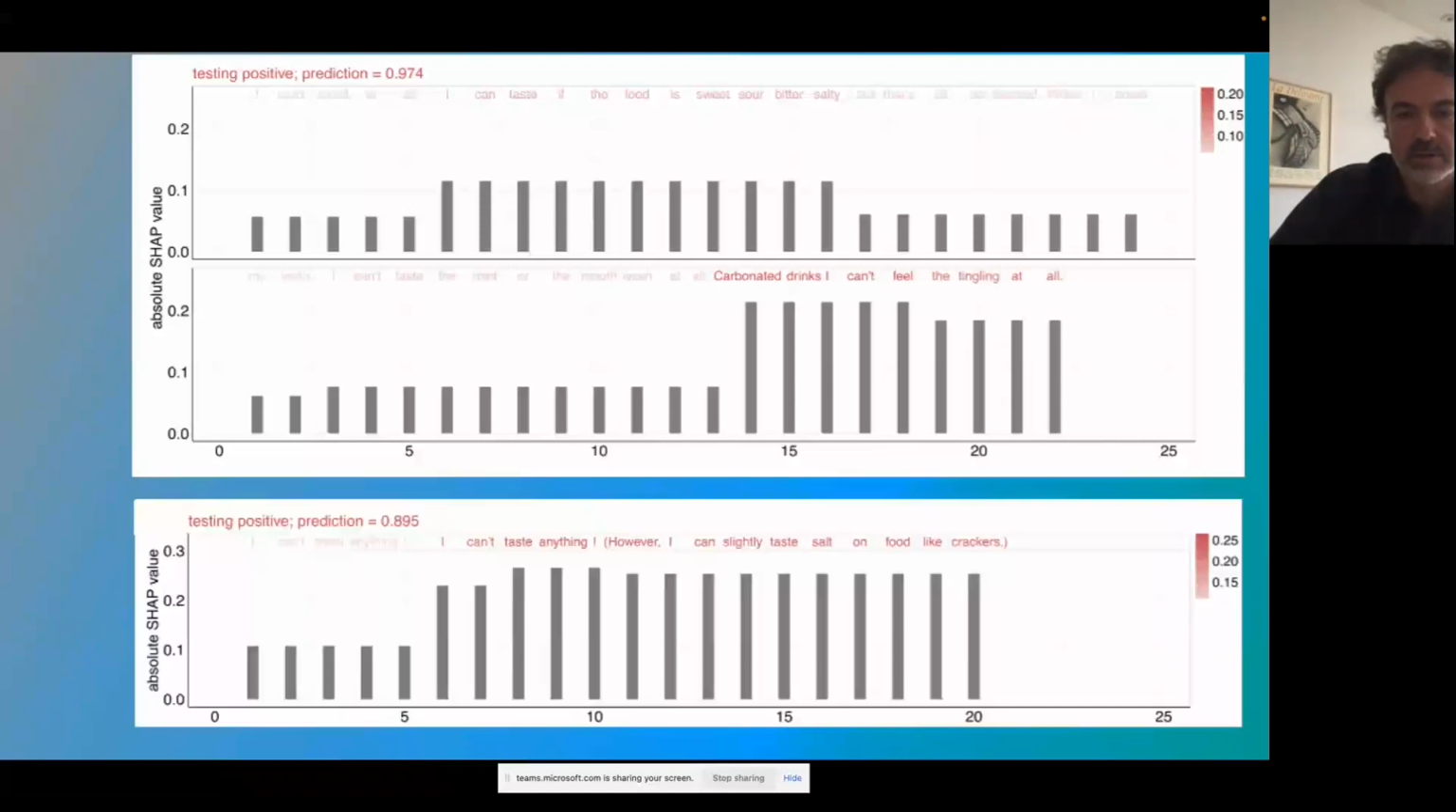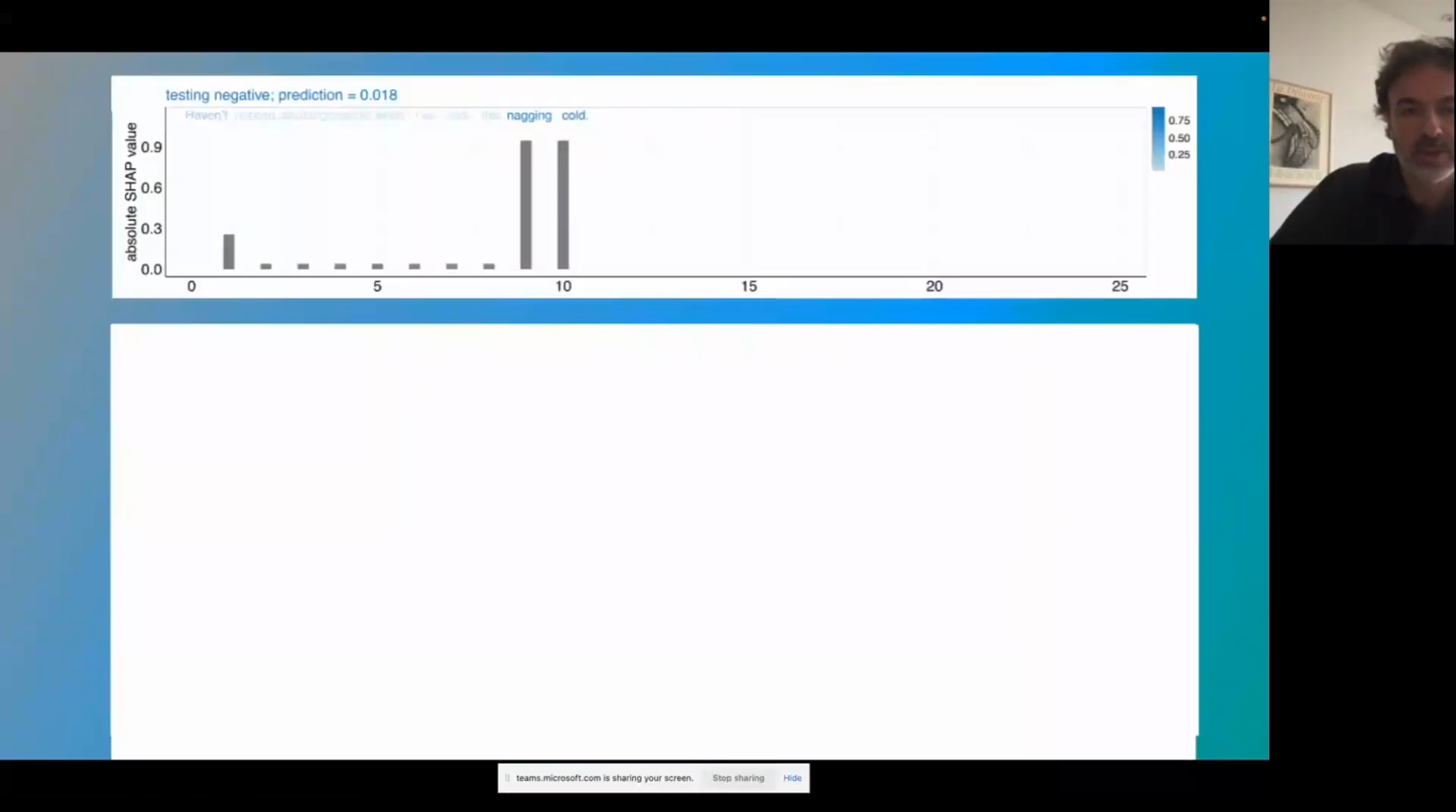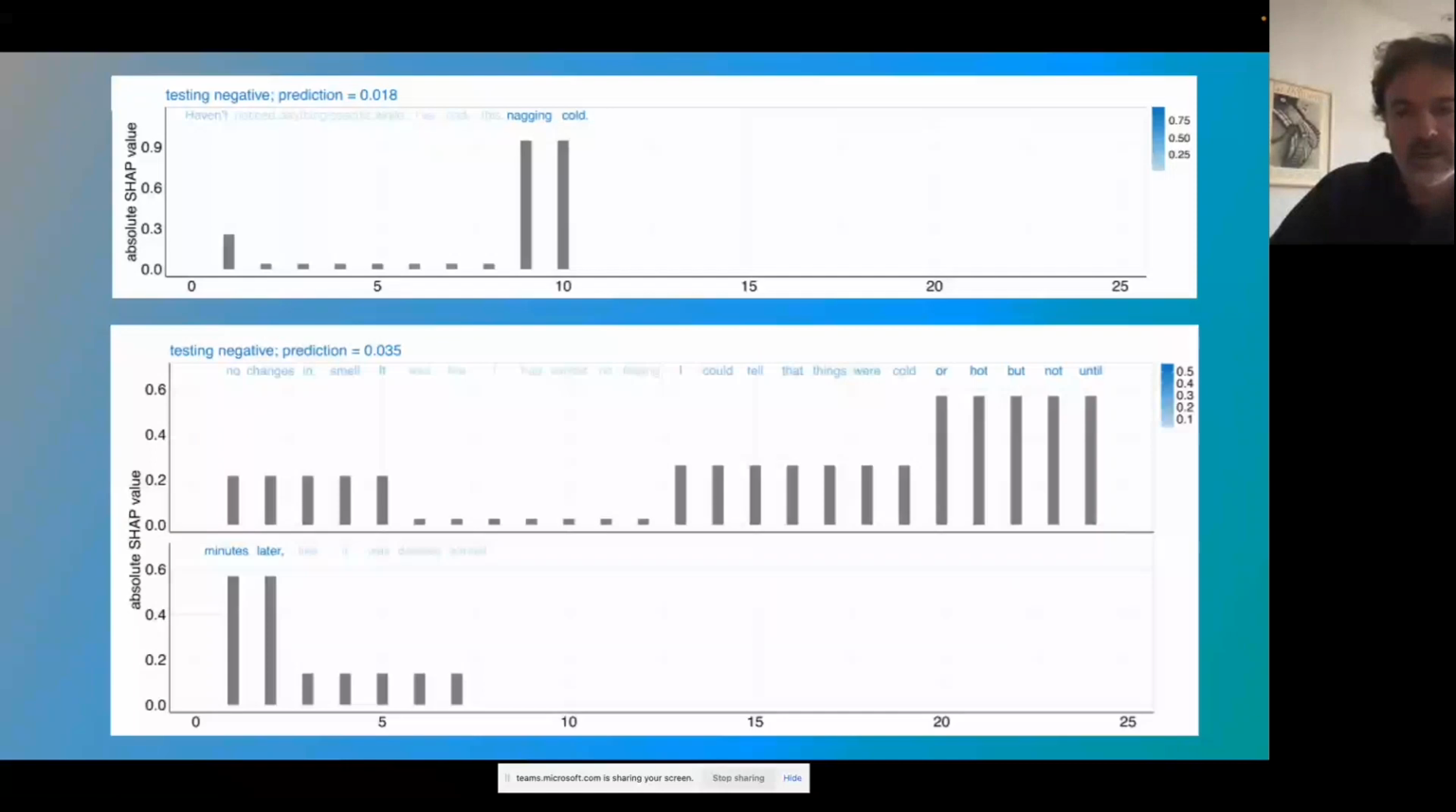And this is just another example of also a pretty high, a patient that was predicted with high confidence to have COVID, and so it says, I can't taste anything. However, I can slightly taste salt on food like crackers, right? So again, this part of what he's saying seems to be important to distinguish between people that have symptoms and people that have COVID. And this is just a negative example. So somebody that doesn't have COVID, of course, he just says, I haven't noticed anything special while I've had this nagging cold. And again, in this case, another example here, hot, but not until minutes later, seems to be making this patient a negative COVID. It seems that this hot sensation is not so associated.